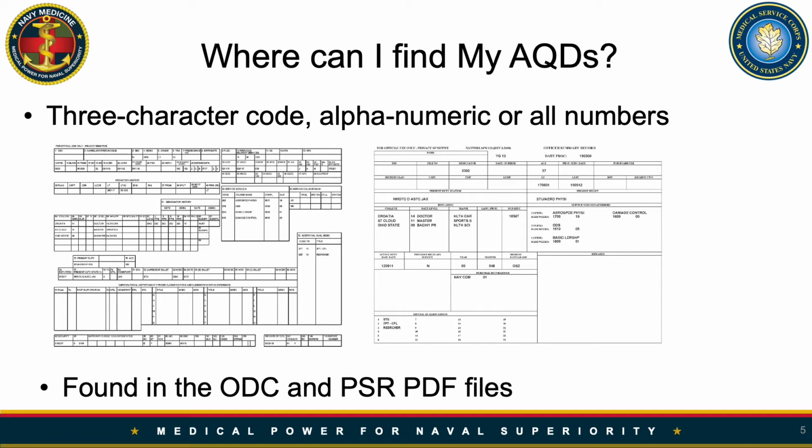Your AQDs can be found in a variety of places, like in the electronic service record on NSIPS. When you're getting ready for advancement, probably the most important places to make sure they appear is on your officer data card and on your performance summary record. Click through for a few examples of where to find these specifically in these documents.